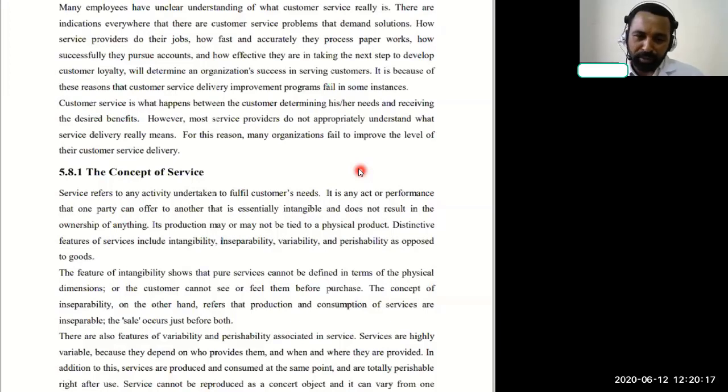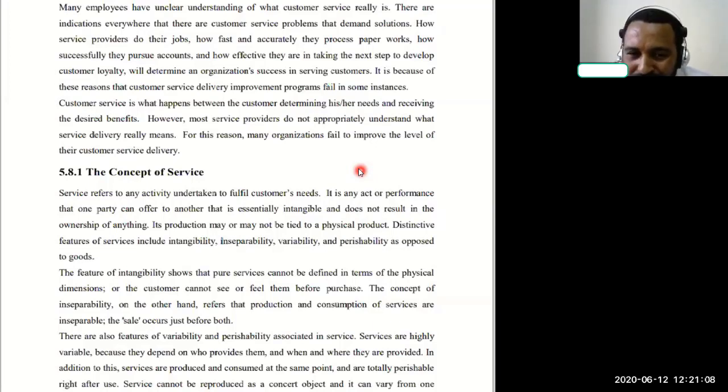Goods are the tangible part of the product. Service is any activity undertaken to fulfill the customer's need. Any activity. Or simply, service is any act or performance that one party can offer to another. Sometimes I am giving some act of teaching for certain customers or my students. So service is any activity undertaken to fulfill the customer's need. So in this case, service is intangible.